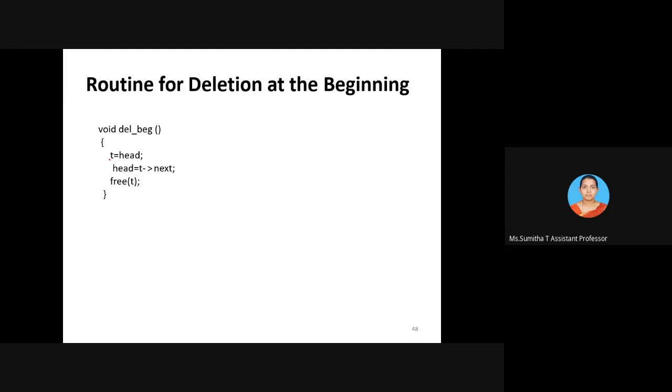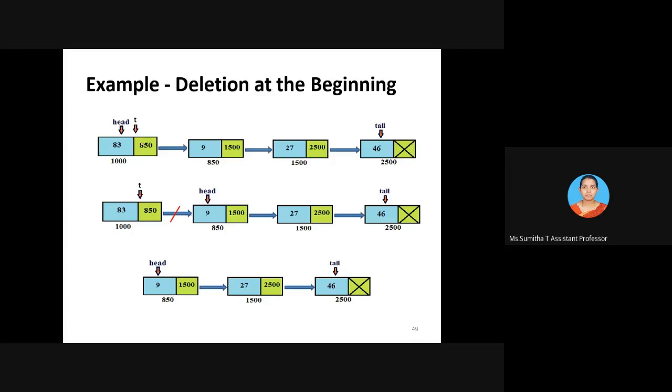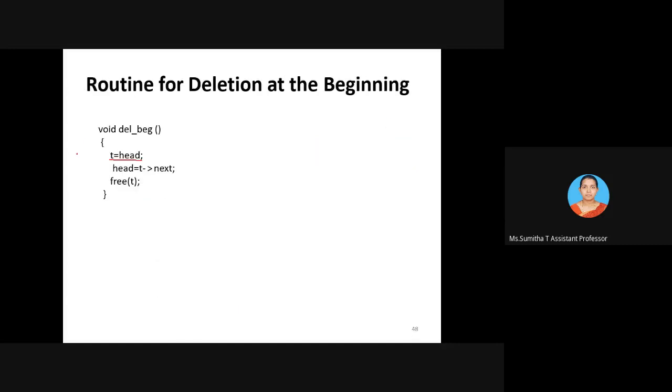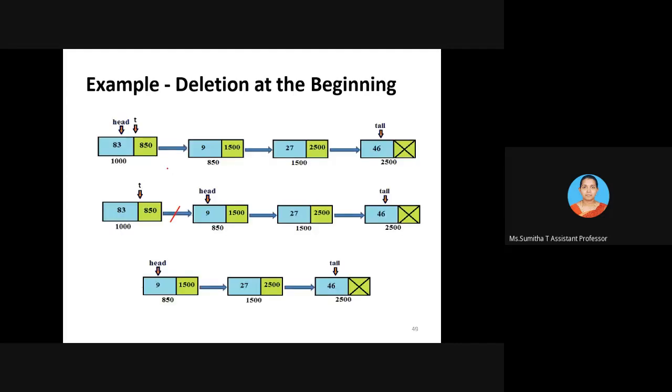So the temporary variable is here, pointing to this head node. After that, what I'm doing, what is t of next? This is the t node, right? What is t of next? Which one is the next field? This is the next field.